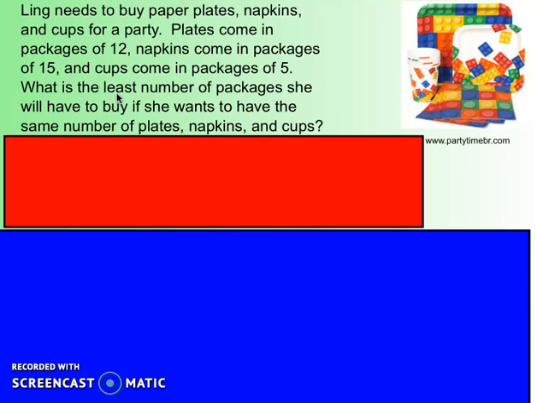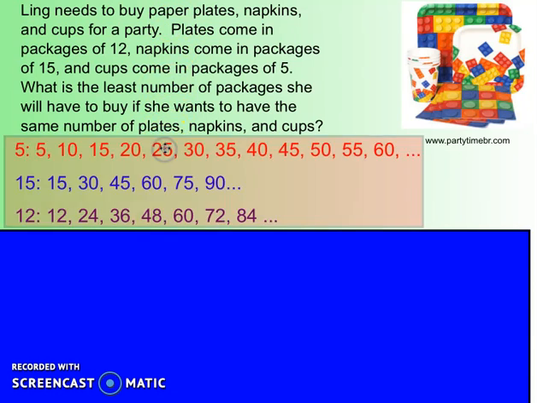And I am going to actually use the list method first. So I'm going to take 12, 15, and 5, and I'm going to find the multiples. I'm going to start multiplying out by 1 times, 2 times, 3 times, 4 times, 5. And so when I look at this, here's what I get. I just am going to keep going until I figure out where there's a number that they share.